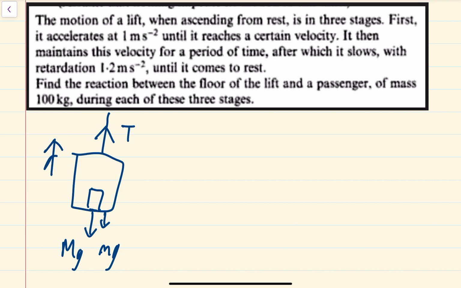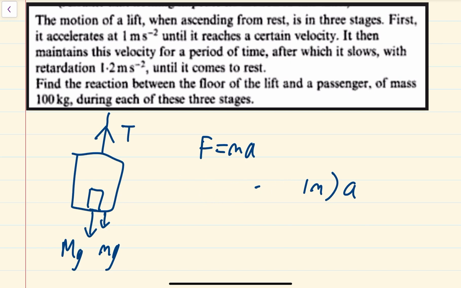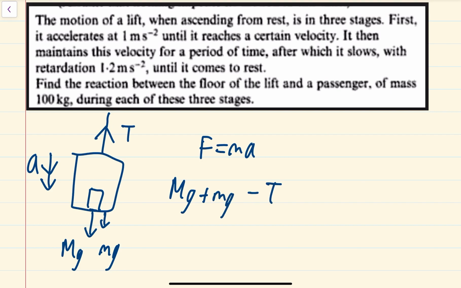If it's accelerating upwards, then you're going to have to use F equals ma. So in this example, it's going upwards. T minus big Mg minus small mg will be equal to my total mass, which is big M plus small m, times my acceleration. If we change this situation and it's now going downwards, let's see how this changes. If it's accelerating downwards, the force going downwards is big M plus small m, the force going upwards is T, and that equals my mass, which is still big M plus small m, times my acceleration. So that would be your initial setup, and you just substitute in whatever the values are.